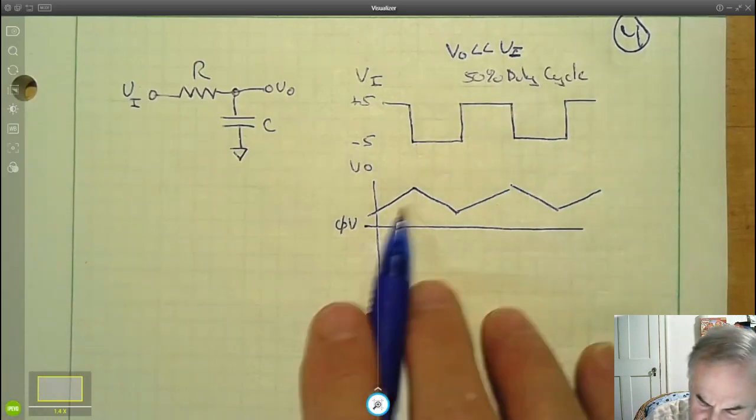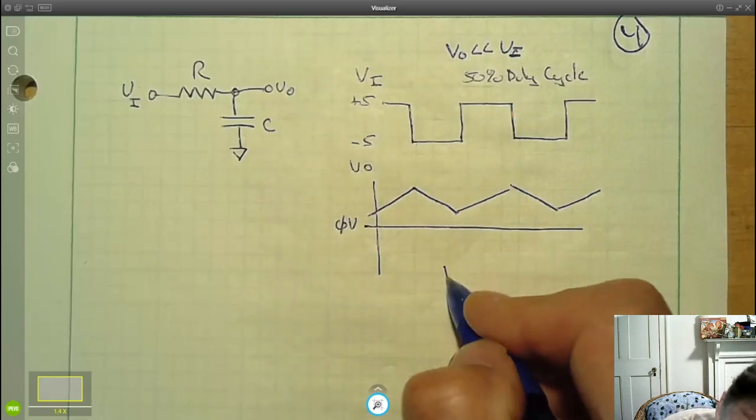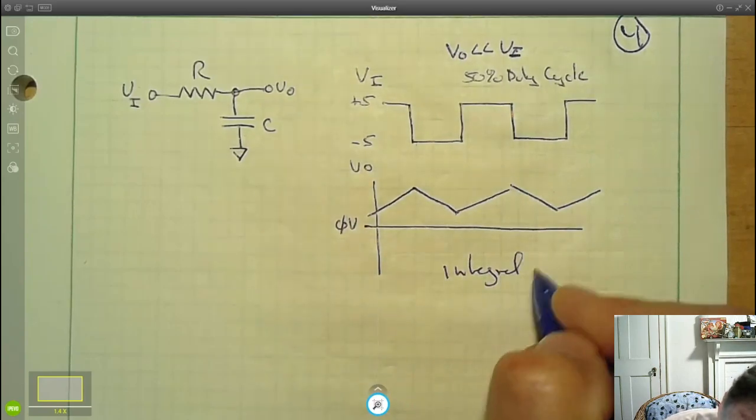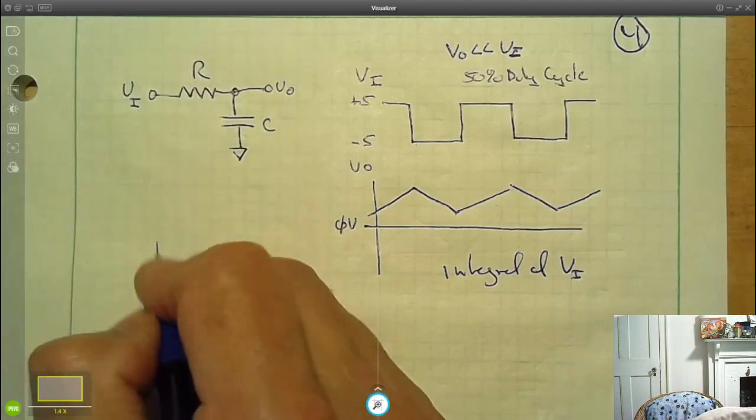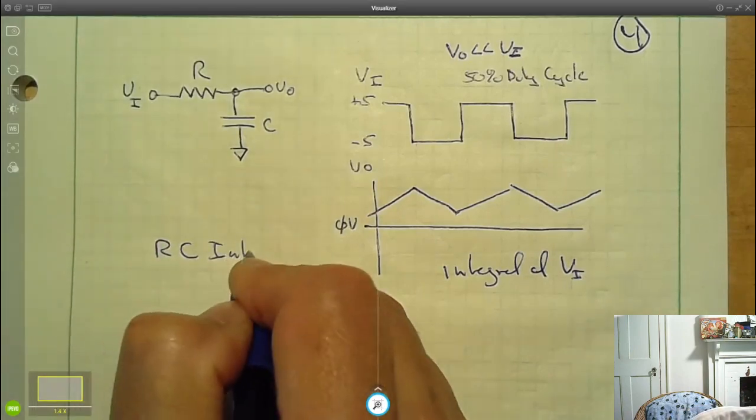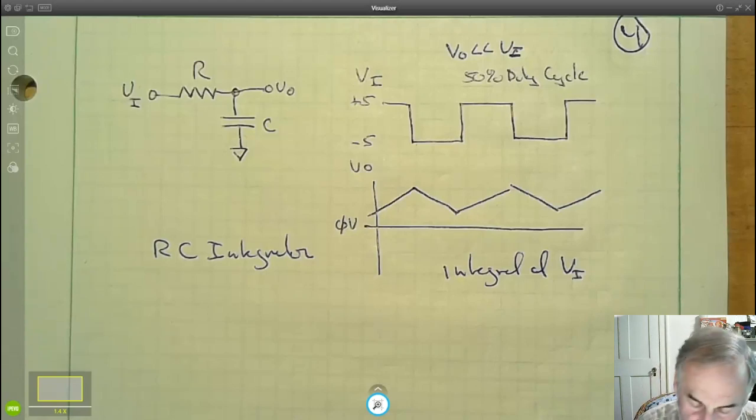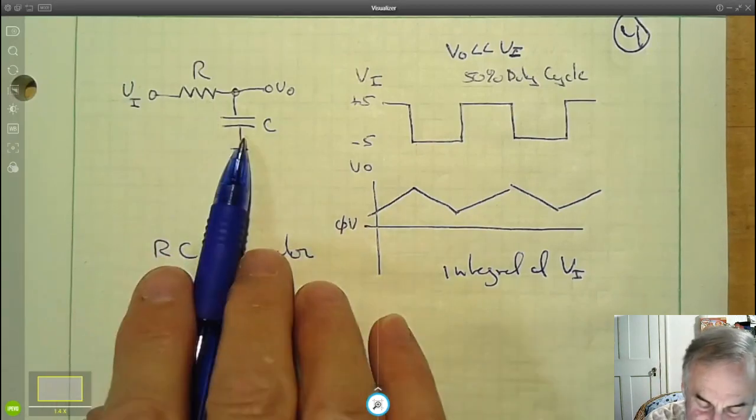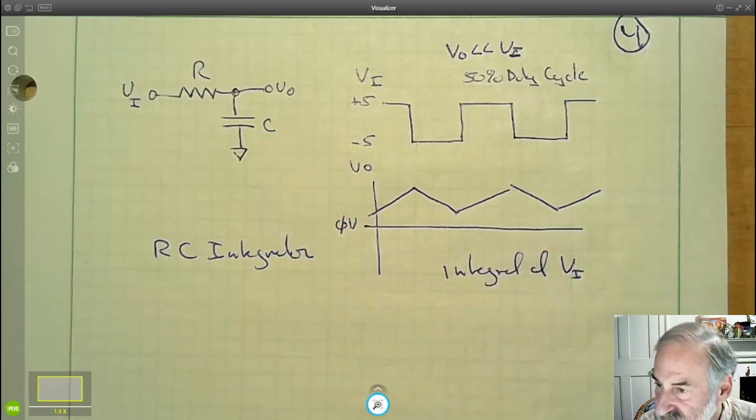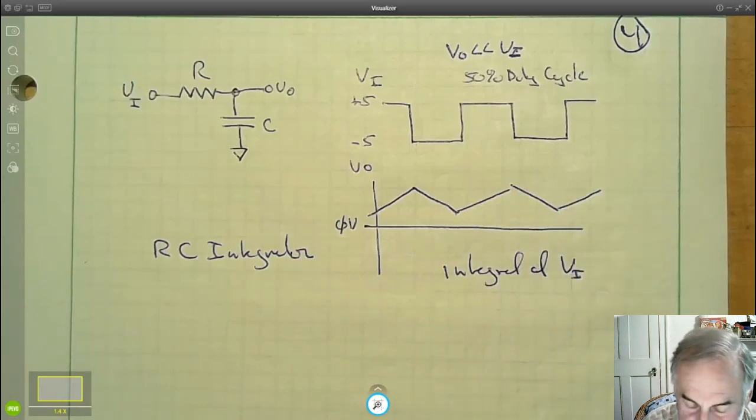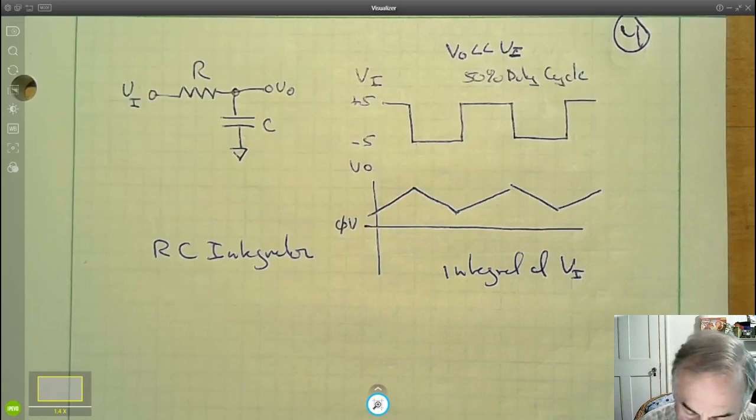Well, what does this look like? Well, it looks like the integral of that. And in fact, this is called an RC integrator. And as long as we make R and C big enough, V out will change very little. And it will be essentially linear for a constant input voltage.